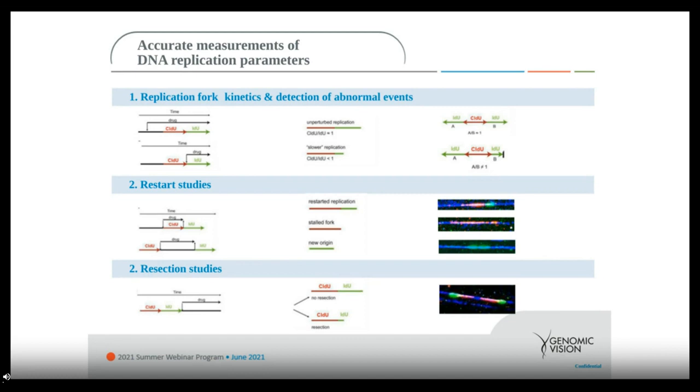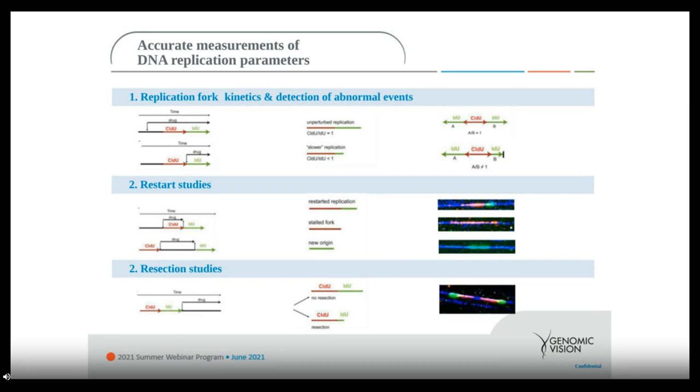Or you might focus on restart studies, so you want to see whether the fork will restart upon some treatment or will still stall. So you can use the drug with the first pulse or in between the two pulses, as used, for example, classically with aphidicolin or hydroxyurea. So what you will see is restart of replication.